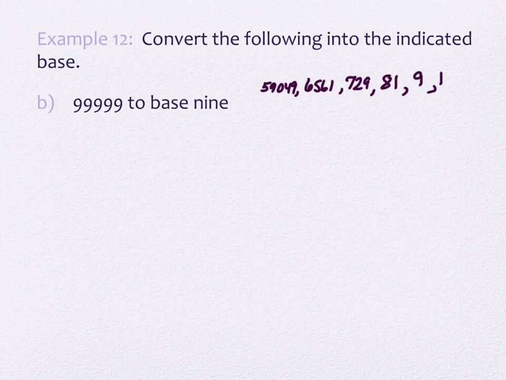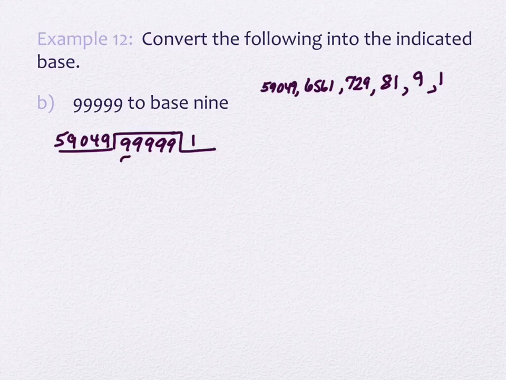59,000 is already very close to 99,000. In fact, it only goes in once, so I'm not even going to write the next one down. So 59,049 will go into 99,999 one time. The remainder is still quite large. It's 40,950.